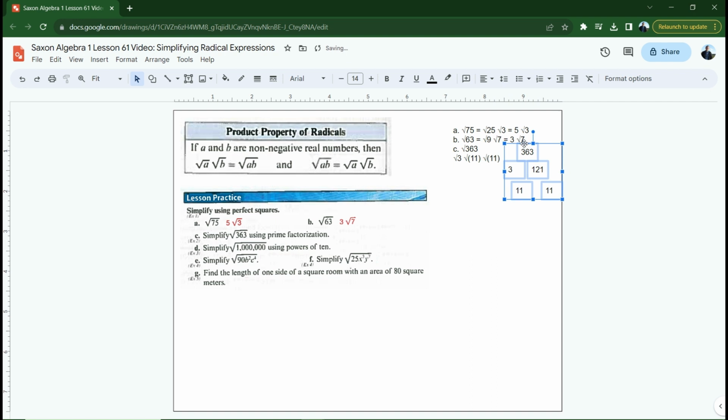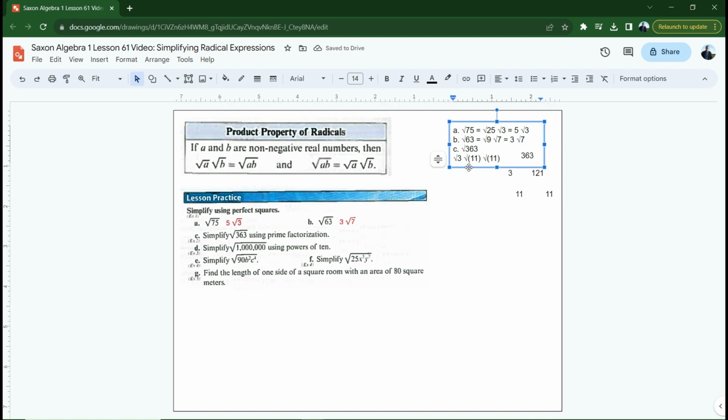The square root of 11 is the number you have to multiply by itself to make 11. I'm multiplying that by the number you have to multiply by itself to make 11. The square root of 11 times the square root of 11 is just 11. Another way to think about that is the square root of 11 times the square root of 11 is the square root of 121. Well, the square root of 121 is perfectly evaluatable. It's 11. So this actually becomes, I have to put my number that's not a square root first, 11 times the square root of 3 is the answer for letter C.